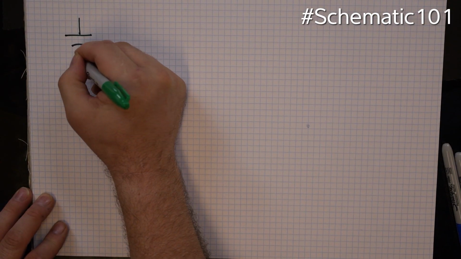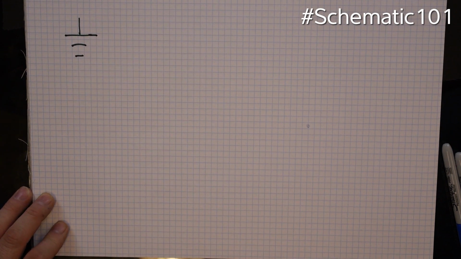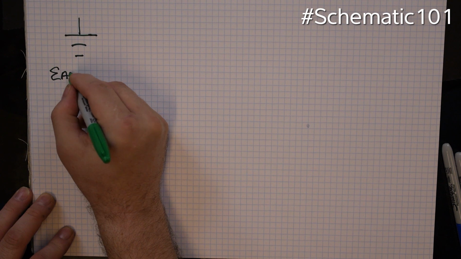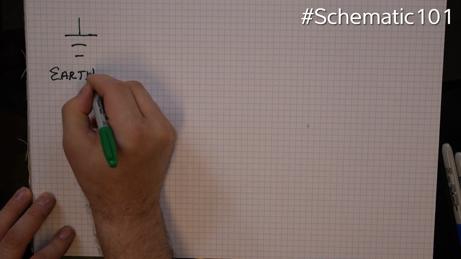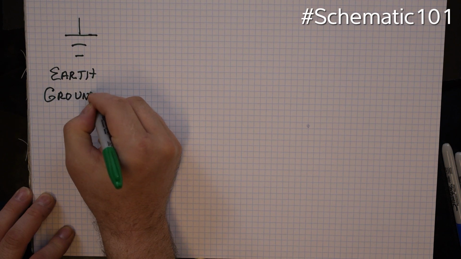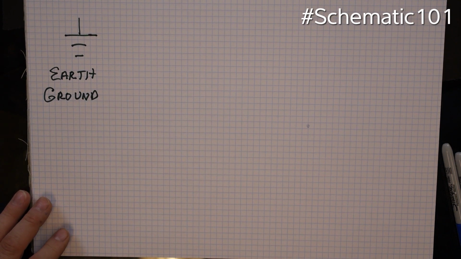Now, if you look at a lot of app notes, a lot of magazine articles, you see people using this symbol for a circuit board ground. That's wrong, because this symbol is earth ground. It has a very precise meaning and a very precise name, and it's earth ground.